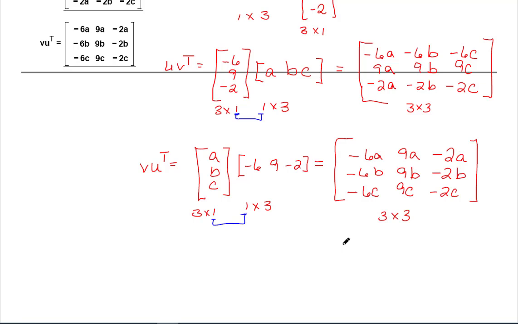So I take the first row, which seems kind of strange, it's only one item, times the first column, again only one thing in it, so I get minus 6a. Again, this row, second column, this row, third column. Well, in reality, I just get a single product. Go to the second row, again multiplied by each of the columns. The third row times each of the columns, giving us our resulting product.